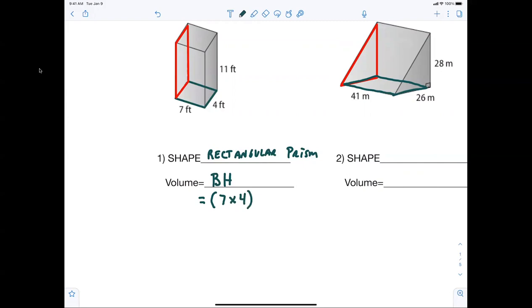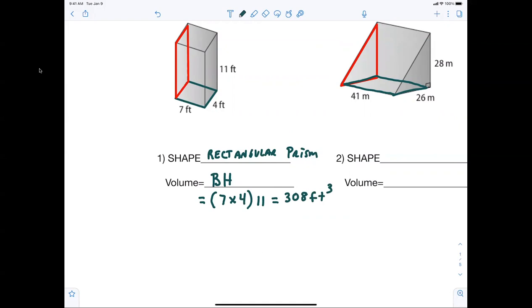And then what's the height of the prism going to be? 11. So I want everybody to do 7 times 4 and then times 11 and tell me what the volume is. How much? So we would say 308 cubic feet.